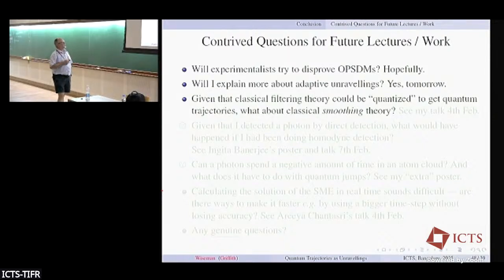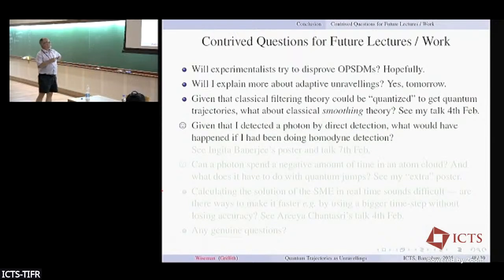Okay, so here's a question that I talked about, especially in the context of Belavkin's contribution: we can think of quantum trajectories as a quantization of classical filtering theory, as the term is used in control theory. And if you know about filtering theory, then you may also know about classical smoothing theory, and you may wonder, can we also quantize that theory? And yes, I'll talk about that next week.